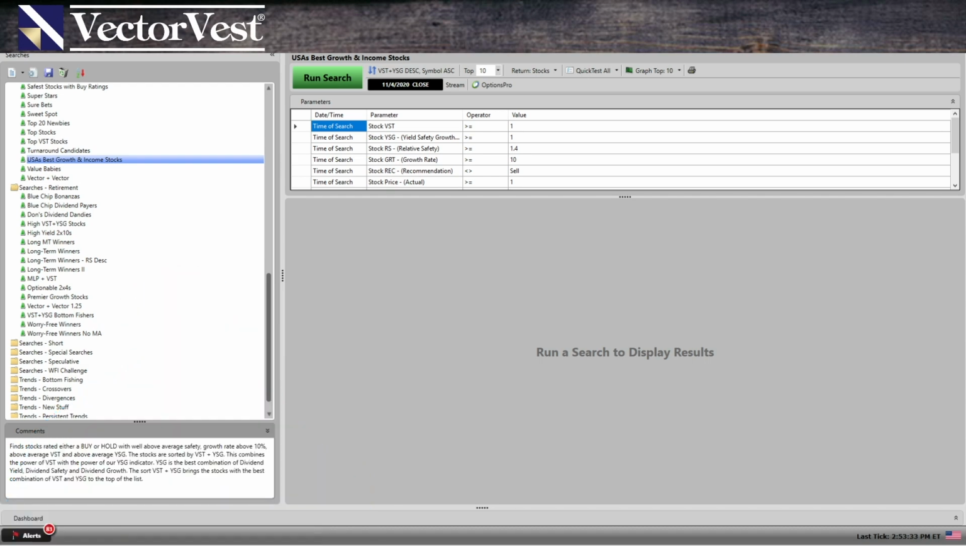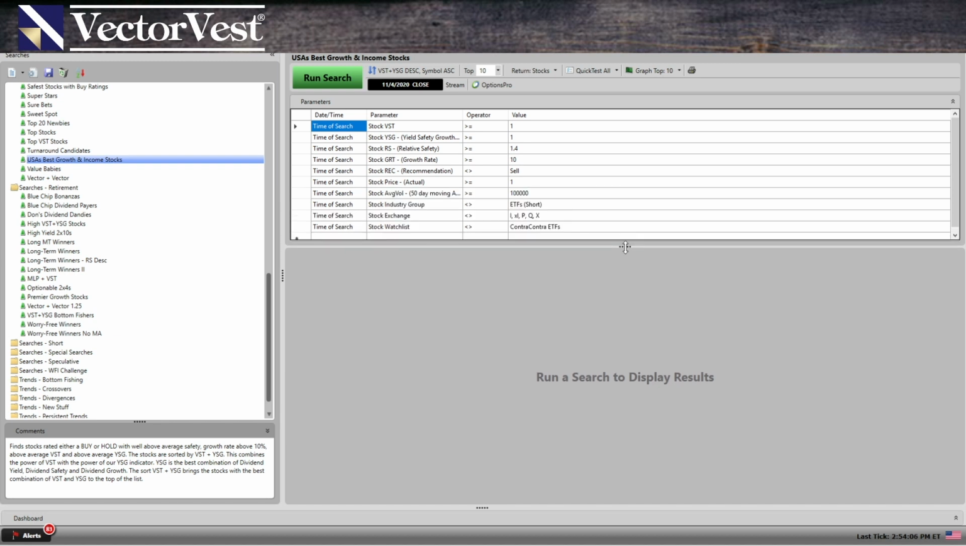So notice in the comment section: find stocks rated either a buy or hold with well above average safety. So these are stocks that are not risky. Above average growth rate, earnings growth rate at 10%, and above average VST and YSG. The stocks are sorted by our two indicators, VST plus YSG. This combines the power of VST with the power of our mighty YSG indicator.